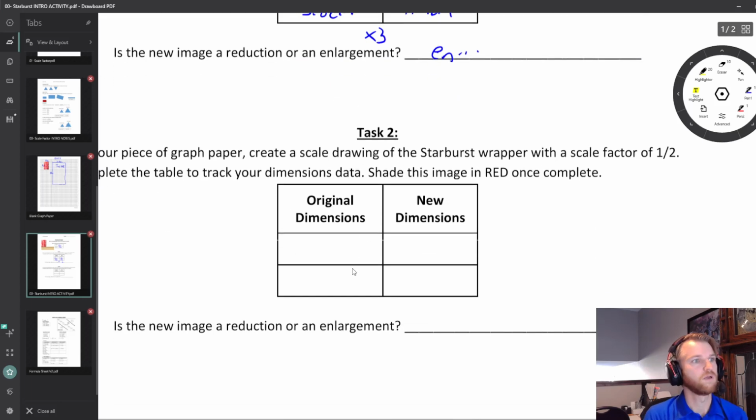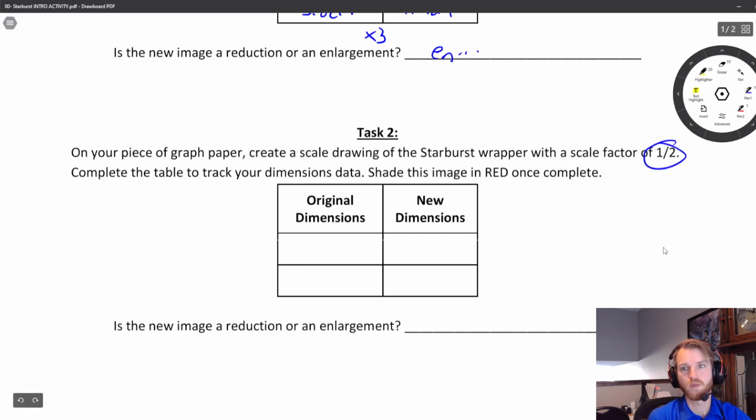Task 2 is the exact same idea, except that this one has a scale factor of 1/2. If something has a scale factor of 1/2, the new drawing is going to be half as big as the original. So we're actually not doing anything different here. We're still multiplying by the scale factor, but we're multiplying by 1/2.